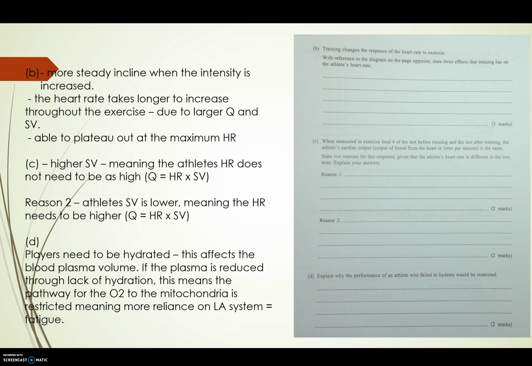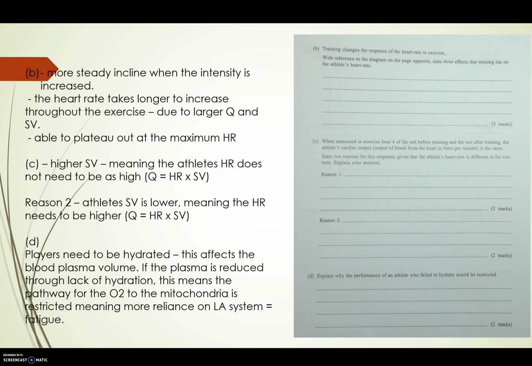Explain why the performance of the athlete who failed to hydrate would be restricted. So it's good to point out that being hydrated affects the blood plasma volume. So blood plasma volume, of course, aids the oxygen to be able to get from the hemoglobin to the myoglobin as part of that diffusion process.